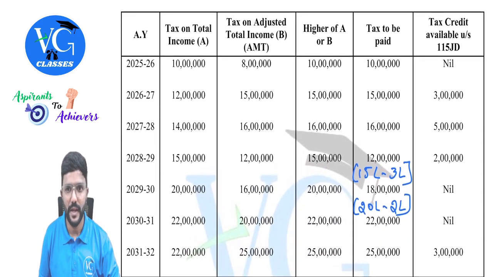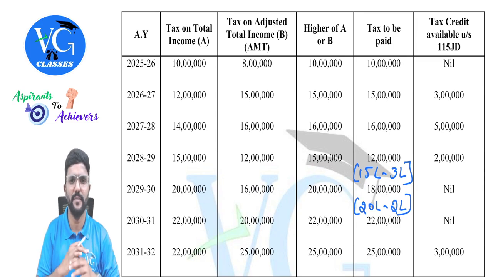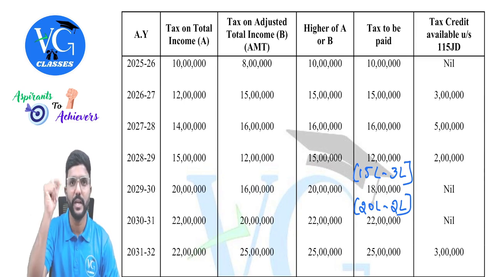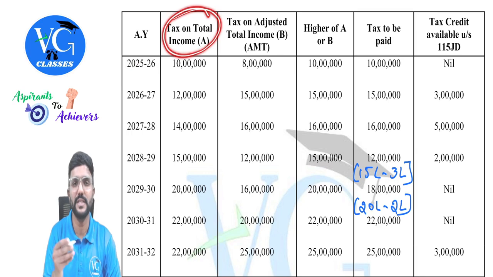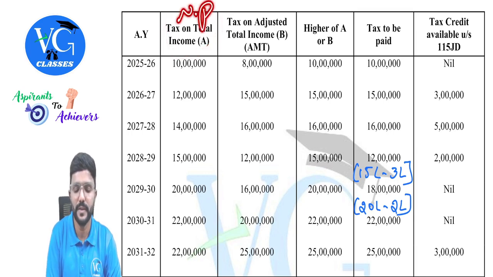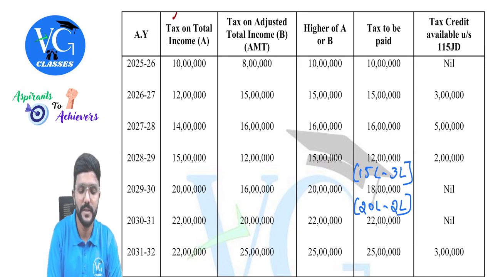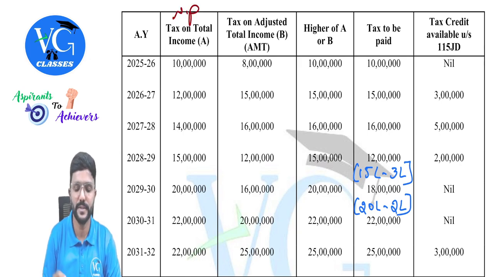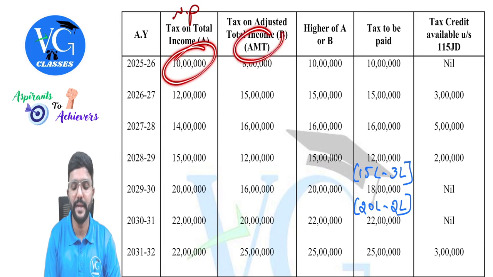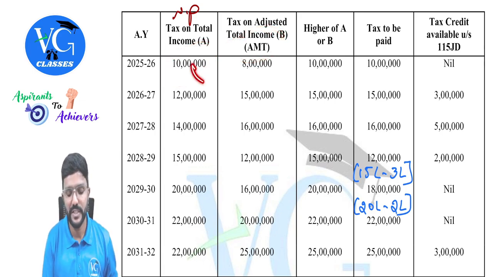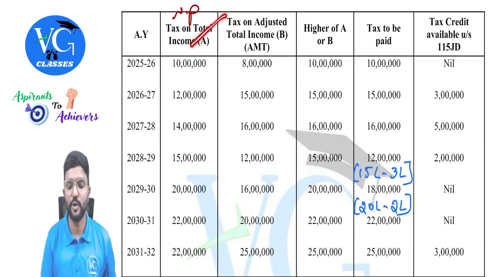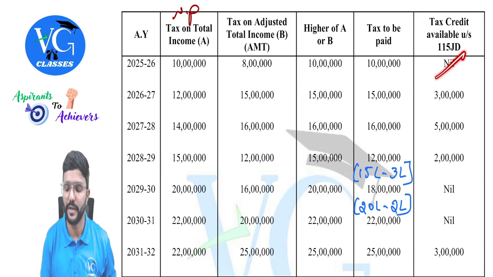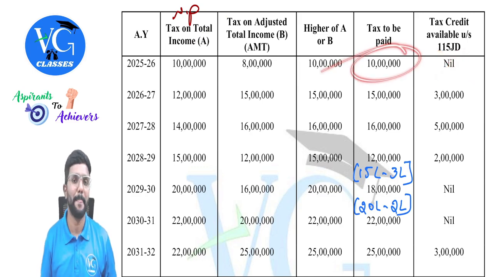I have taken various scenarios here, guys, for a number of years, one by one. Quickly be attentive, I will discuss it quickly. So for assessment year 25-26, tax on total income, which is nothing but as per normal provisions, is 10 lakh, whereas AMT is 8 lakh. So whichever is higher has to be paid by the assessee, 10 lakh. And it is a tax as per normal provisions. Will he get any credit? No, sorry, no credit. He has to pay 10 lakh.